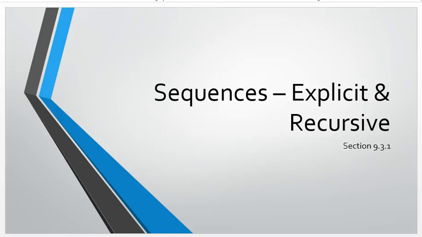So now we're going to look at something called sequences, which is basically just a pattern of numbers that you're given. And within that term sequences, we actually have two different types. There are the explicit and the recursive ones that we'll be looking at today. And this information can be found in Chapter 9, Section 3 of your textbooks.